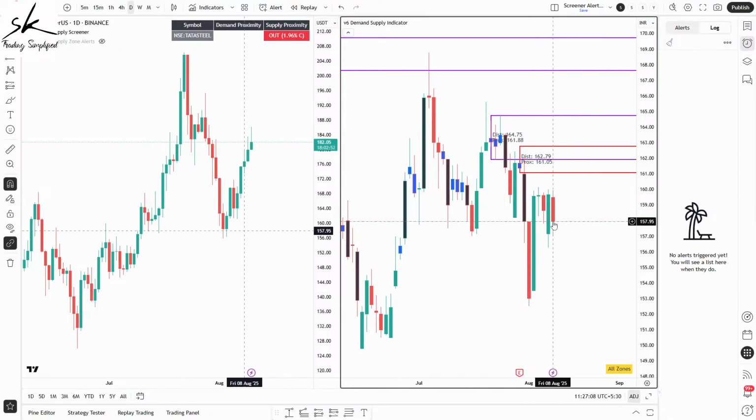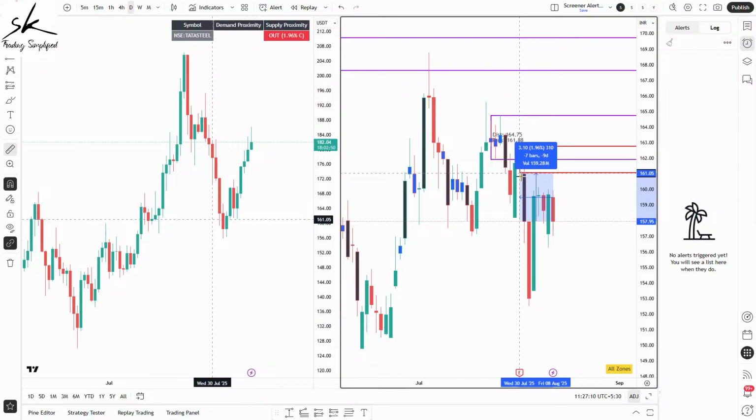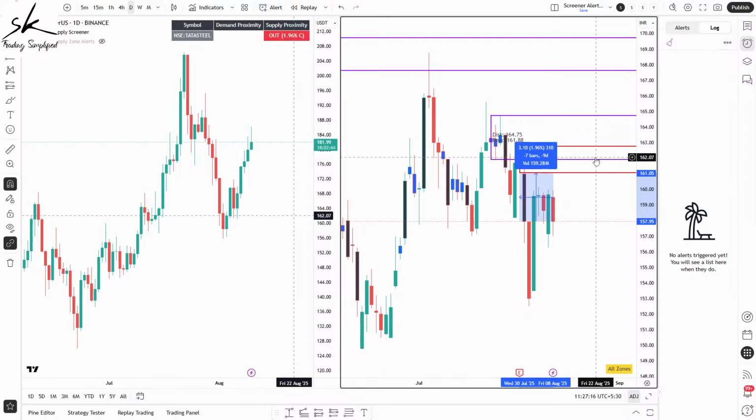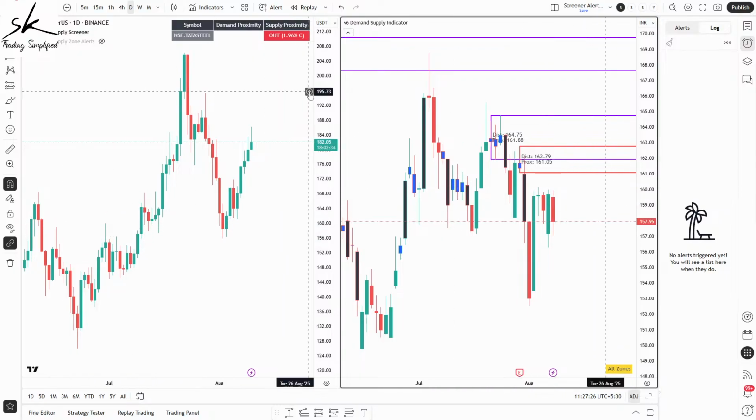You can see if I check from here to the supply, it is 1.96. So from here, if we move up 1.96%, I will be into the supply area. That is what the screener does: from your list, it tells you on which symbols you are within that proximity range to a demand area or a supply area. And it can be used on any time frame.